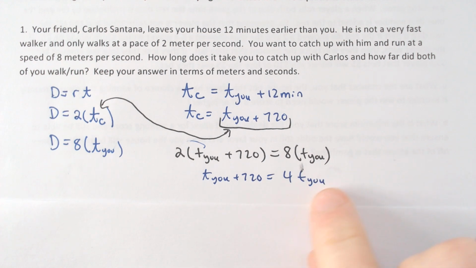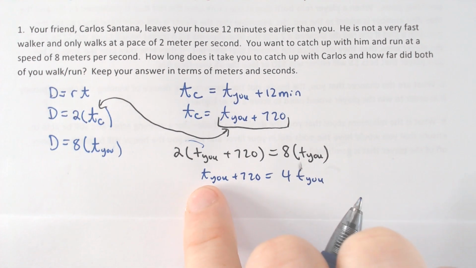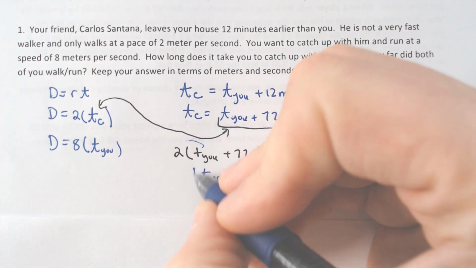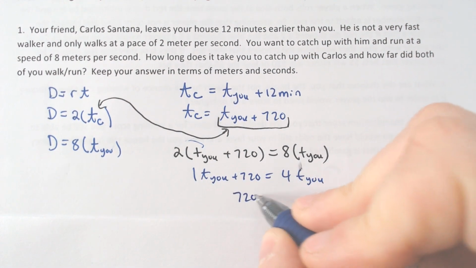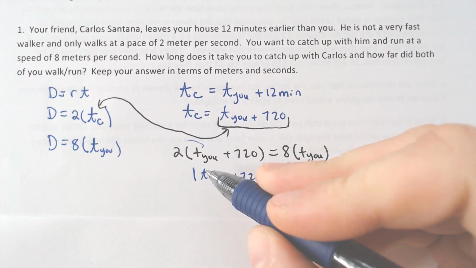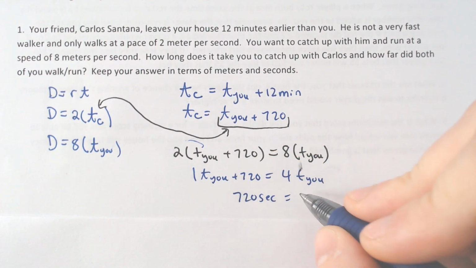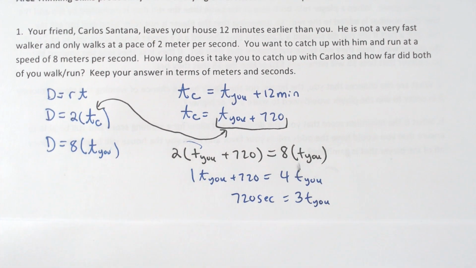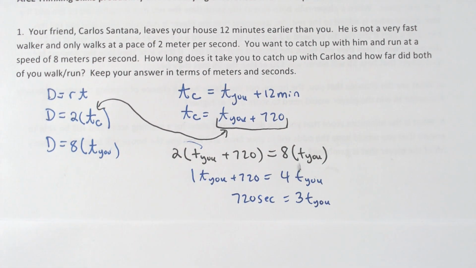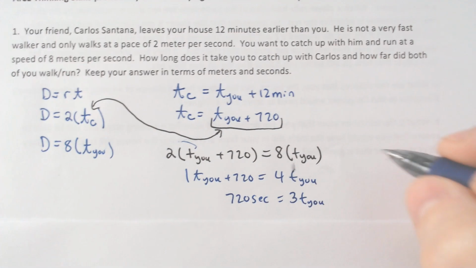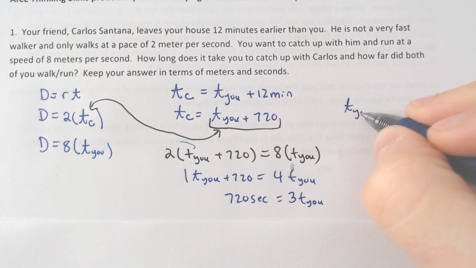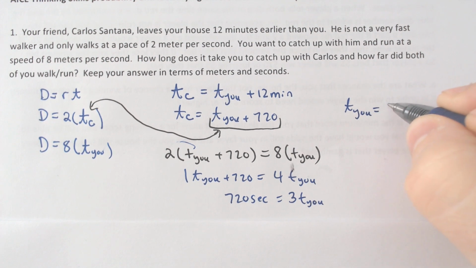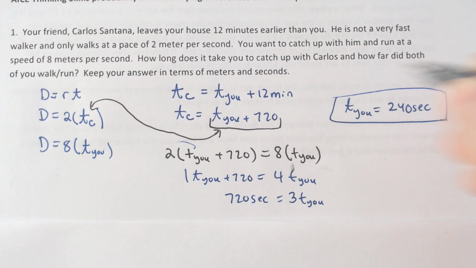Okay? Now recognize that T sub U is just one variable. It's your time. So here, now I can subtract that one singular T sub U over, and that would mean 720 seconds would equal 4 take away 1, you get 3 T sub U. And now you just have to divide by 3. Well, what's 720 divided by 3? That would be 240 seconds. So that means that your time is equal to 240 seconds.